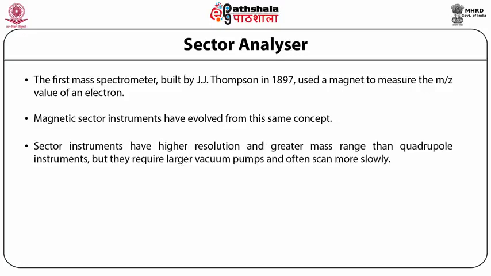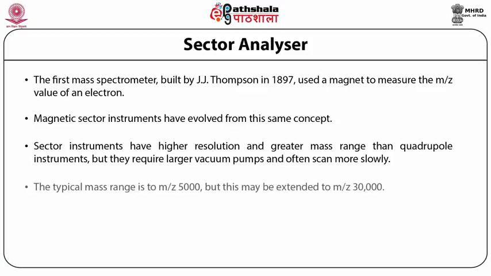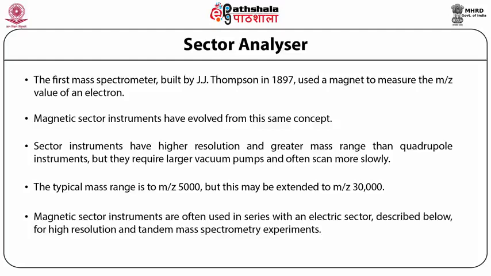Sector instruments have higher resolution and greater mass range than quadrupole instruments, which are very commonly used these days, but they require larger vacuum pumps and often scan more slowly. The typical mass range is to M/Z 5000, but this may be extended to M/Z 30,000. Magnetic sector instruments are often used in series with an electric sector described below for high resolution and tandem mass spectrometry experiments.